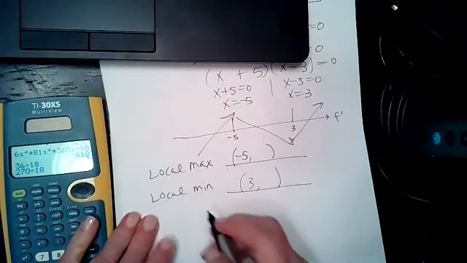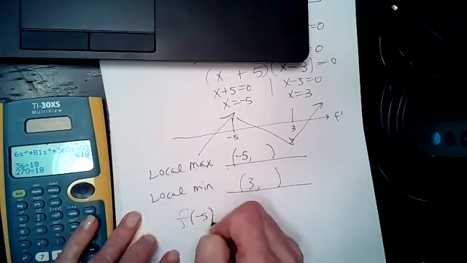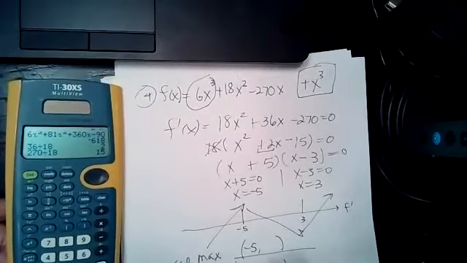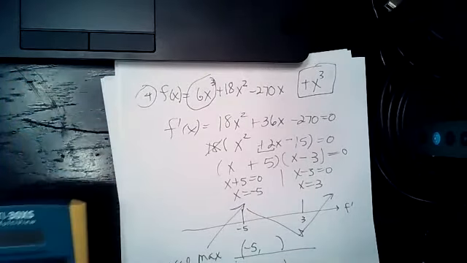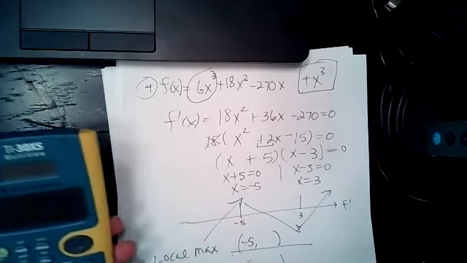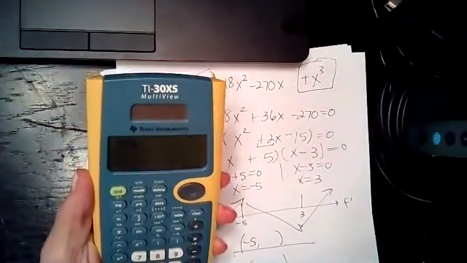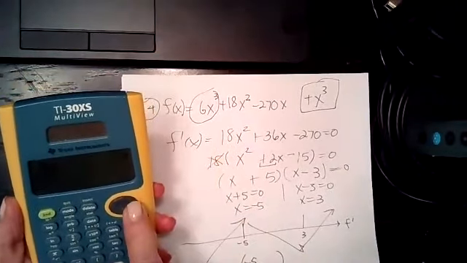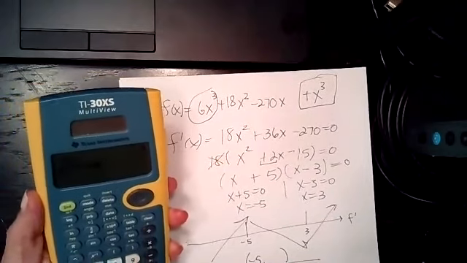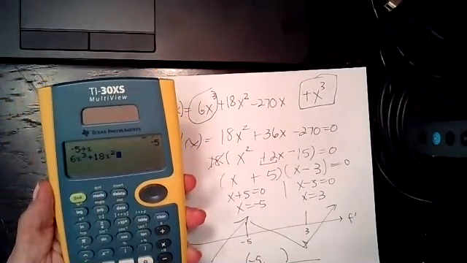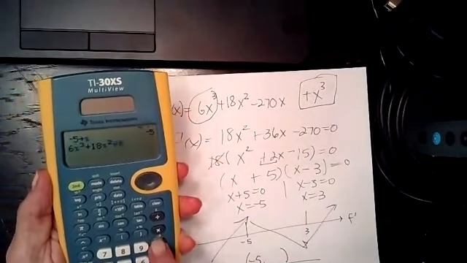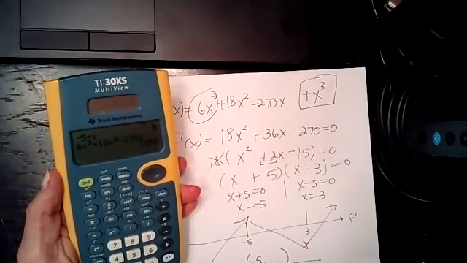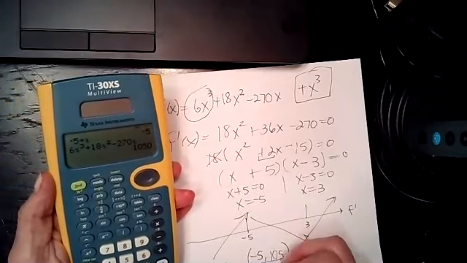Whoops. So I have to find f of negative 5, because you always plug x into the original to solve for your y. All right, so let's do negative 5, store for x and enter. And plug in my original function, 6x to the third, got to come down, plus 18x squared minus 270x. Enter, and I get 1050. So that point is negative 5, 1050.